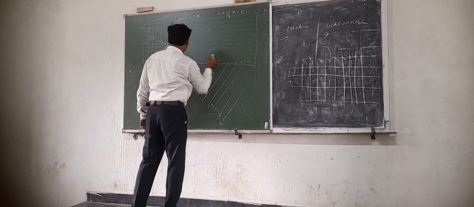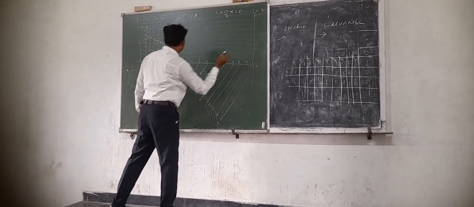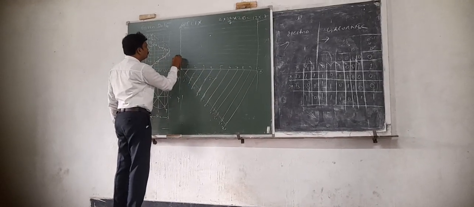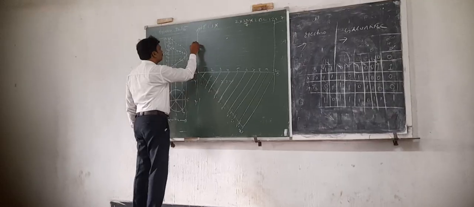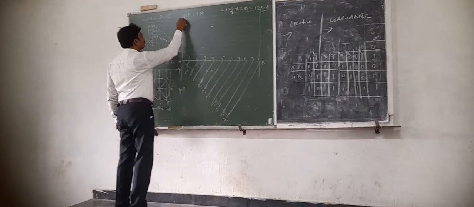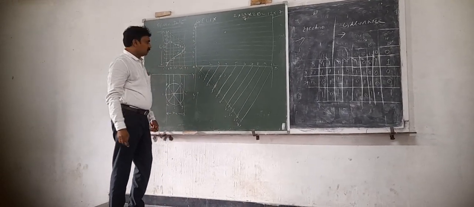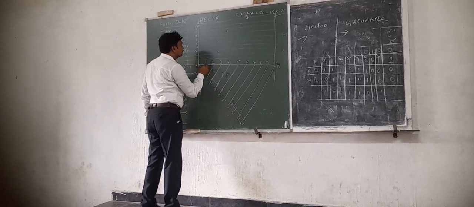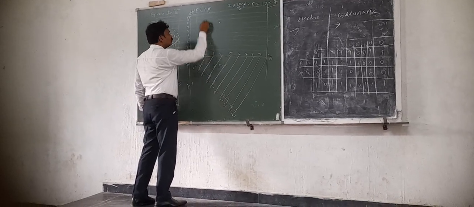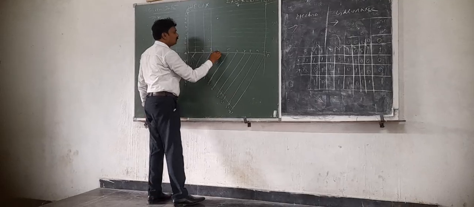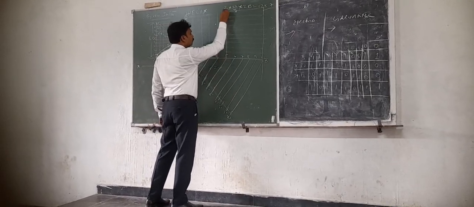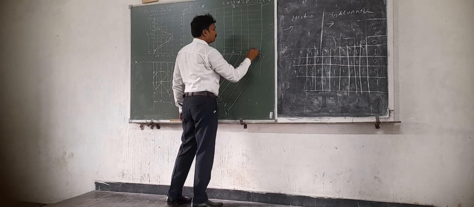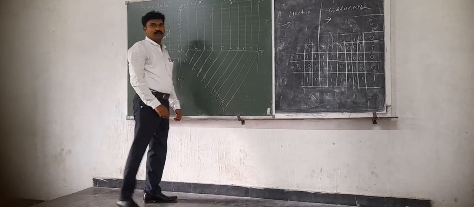These lines are extended. Okay. Again you can put 1, 2, 3, 4, 5, 6, 7, 8, 9, up to 12. Okay. Extend these 12 parts also upwards. 2, 3, 4, 5, 6, 7, 8, up to 12.